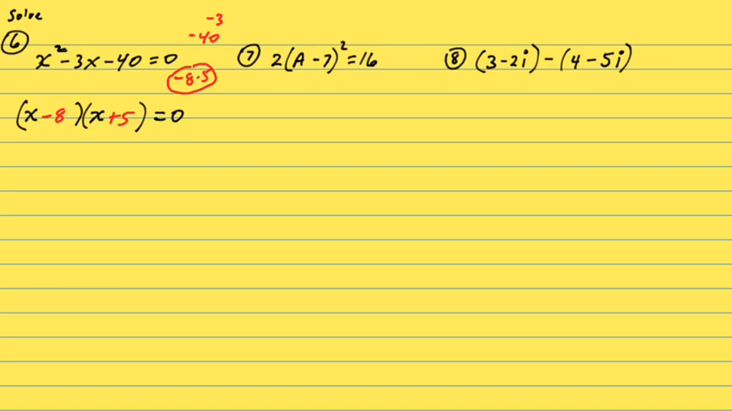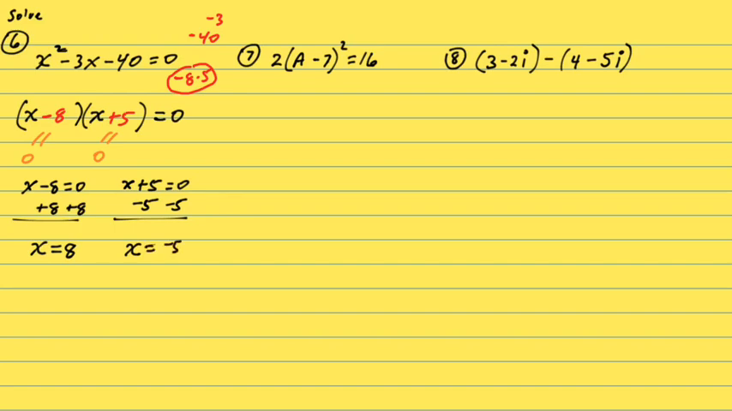At this point, I make each of these equal 0 because it's called the zero product theorem. If something times something equals 0, one of the two factors must equal 0. If x minus 8 equals 0, the solution would be x equals 8. If x plus 5 equals 0, the solution would be -5. So these are my answers for number 6.